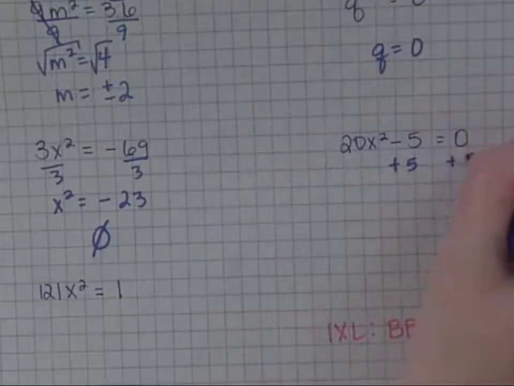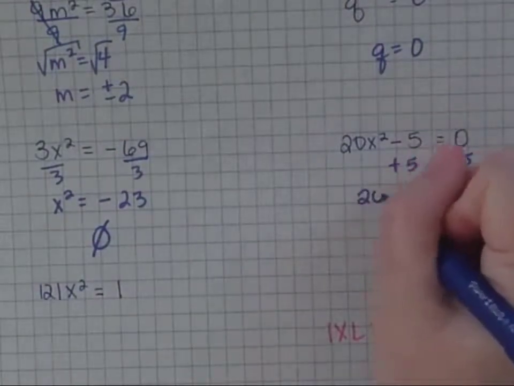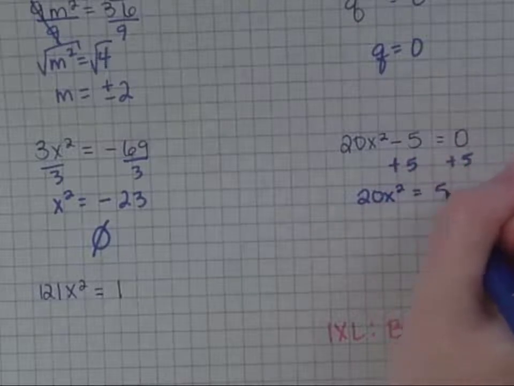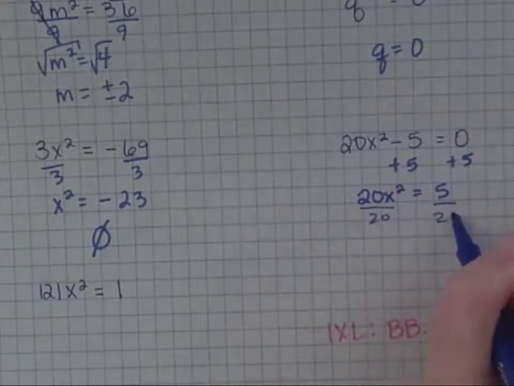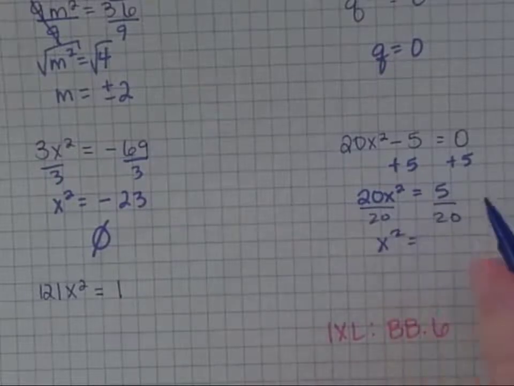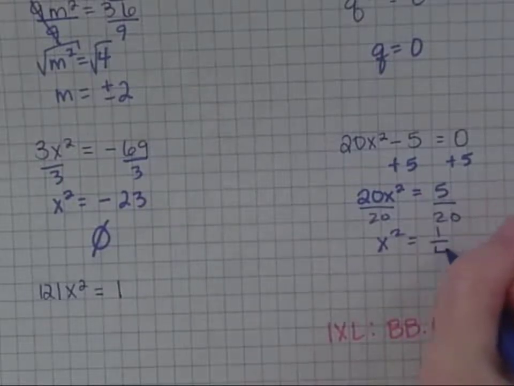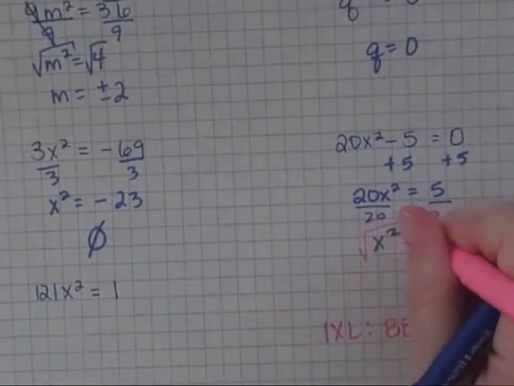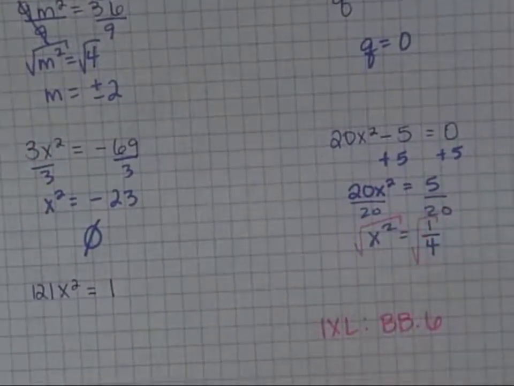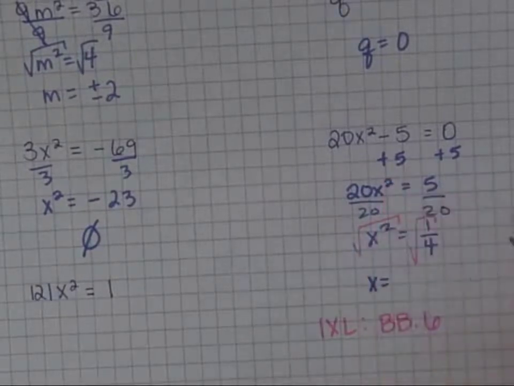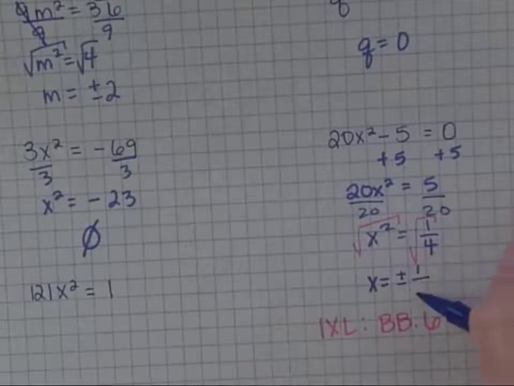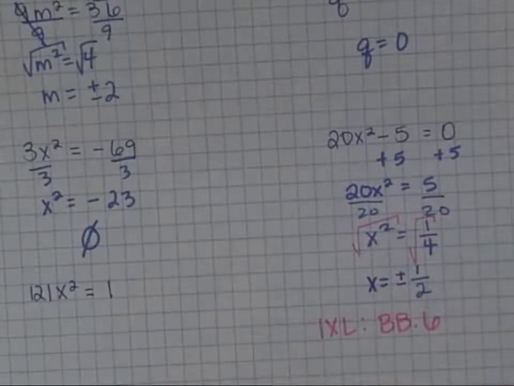Add 5 to both sides. 20x squared equals 5. Divide by 20. X squared equals, simplify, 1/4. Take the square root. X equals plus or minus, the square root of 1 is 1, the square root of 4 is 2. So x equals positive 1/2 and negative 1/2.